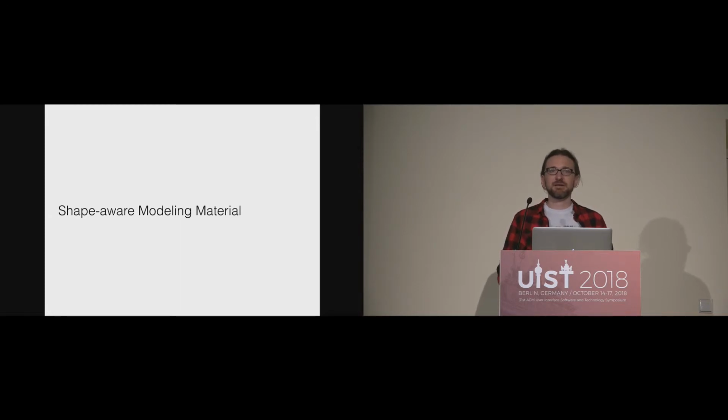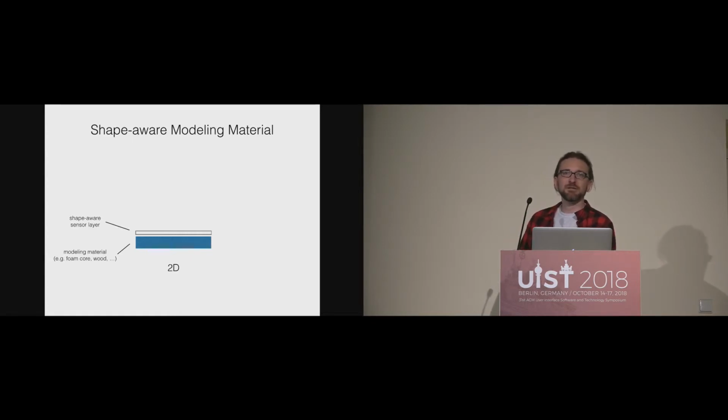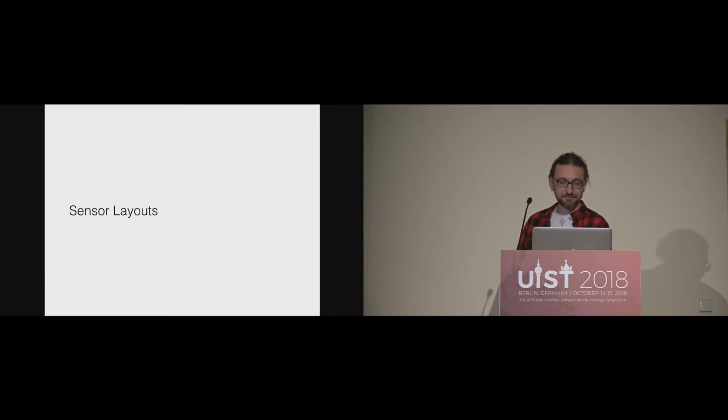So now that we have these layers that are able to sense the shape, we now want to integrate them into modeling material so that you can use it as a shape-aware modeling object. The way we do this is actually very straightforward. We take these sensor layers and apply them on a sheet of modeling material. This works for plates, like these foam core plates that we had in this study before, and you can also extend it to volumetric objects in 3D by just sampling it, by stacking layers of sensors and modeling material on top of each other.